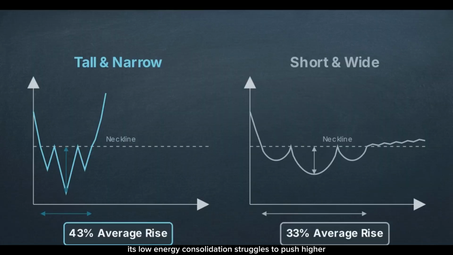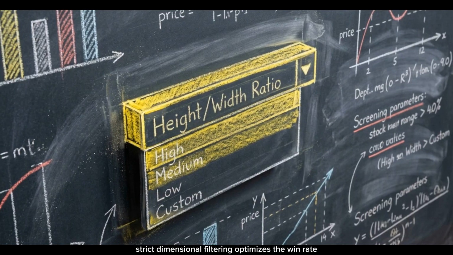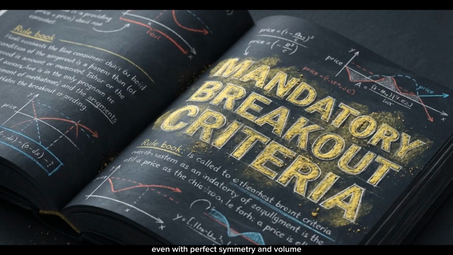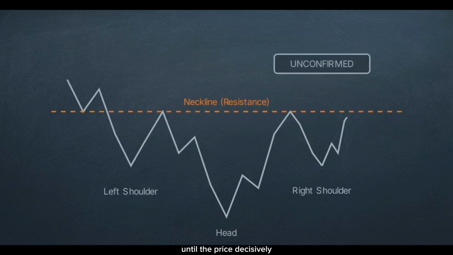Its low energy consolidation struggles to push higher. Avoid the short and wide ones. Strict dimensional filtering optimizes the win rate. Hunting for kinetic, vertically compressed setups provides a quantifiable advantage over the broader market. Even with perfect symmetry and volume, there is one absolute unbreakable rule. The head and shoulders bottom is entirely unconfirmed until the price decisively pierces and closes above the neckline.